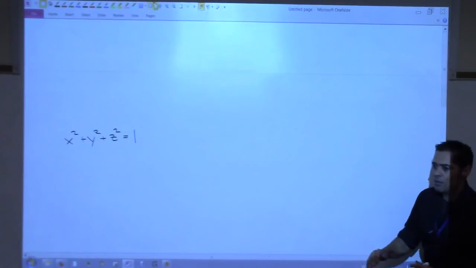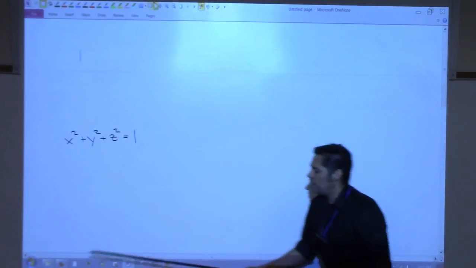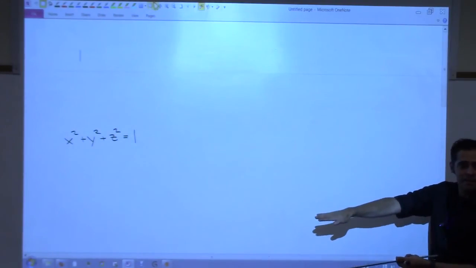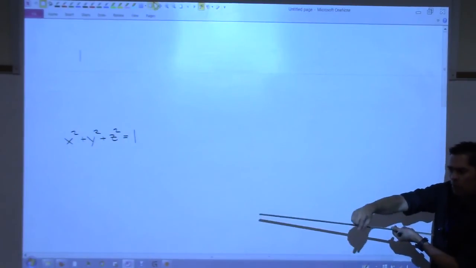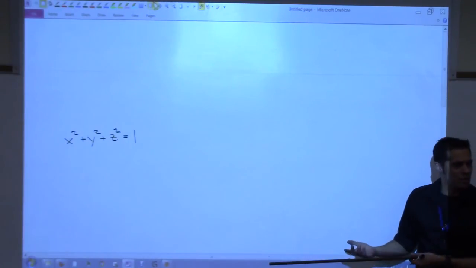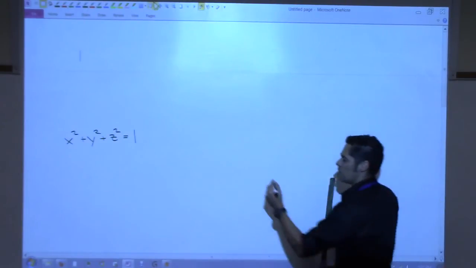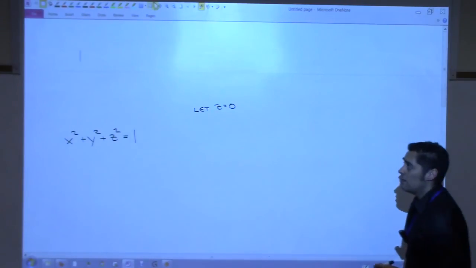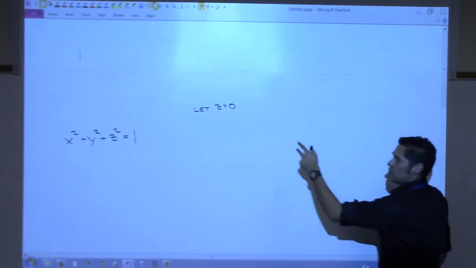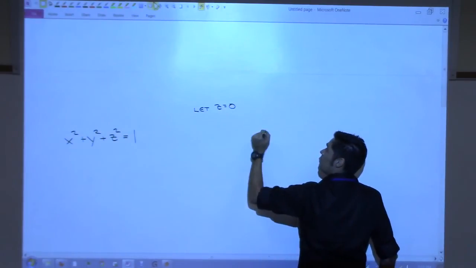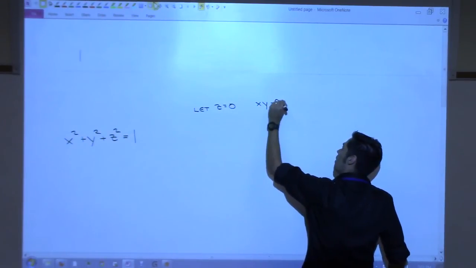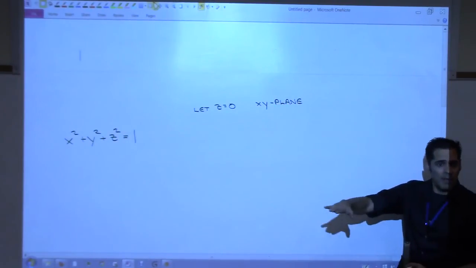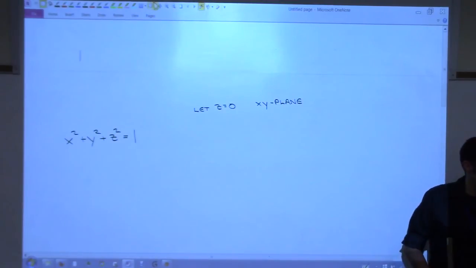What I'm going to do is I'm going to come through and I'm going to slice it. I'm going to just cut this surface across horizontally with a plane. And where I cut through, wherever it cuts and touches, I want to know what that shape is. So watch. Let z be 0. What is z equals 0 in the three-dimensional space? That's the xy plane. So what we're saying is, I'm going to look just in the xy plane.